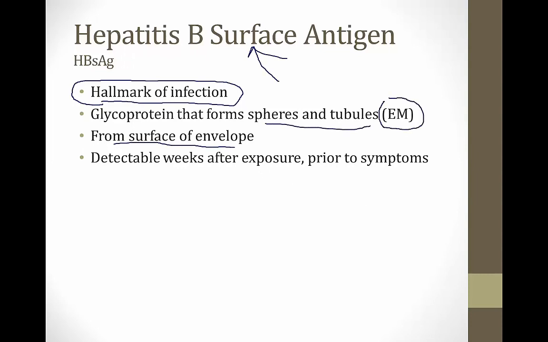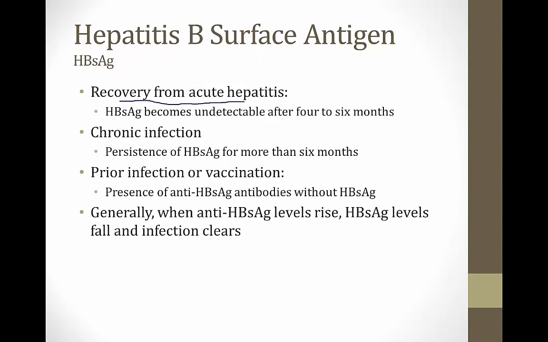And you can detect the antigen weeks after exposure to the virus and even before the symptoms develop in patients who have acute hepatitis. When you recover from acute hepatitis, the Hep B surface antigens become undetectable in the plasma. This usually occurs about 4 to 6 months after exposure. If you convert from acute hepatitis B to a chronic infection, then the surface antigen will persist and be detectable in the blood for more than 6 months.